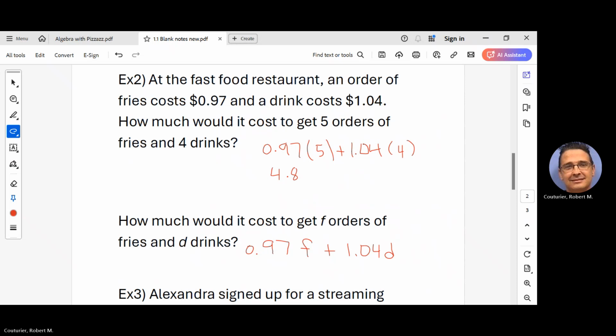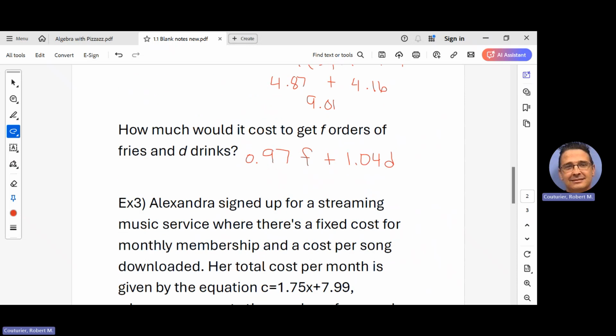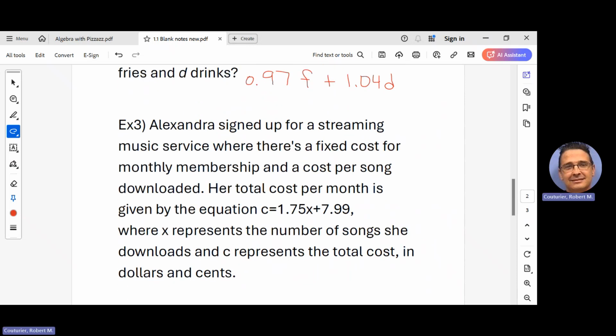4.87 plus $1.04 times 4, and that gives us $4.16. If we add these two together, that's our total, $9.01.